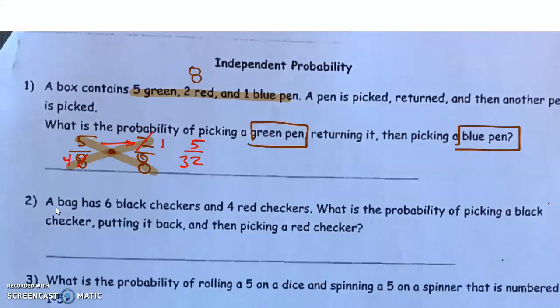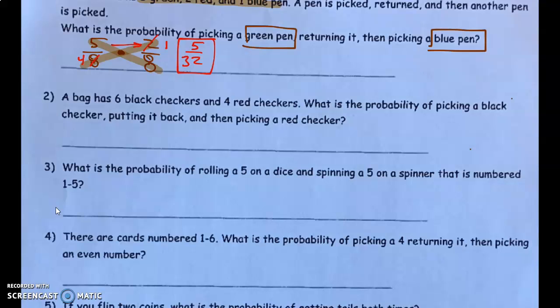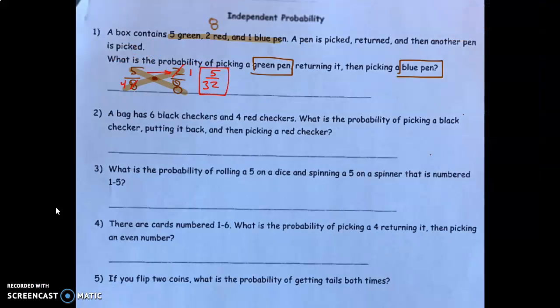32. Can that be simplified? 5 is a prime number, so the only numbers that it can be divisible by are 1 and 5. If we divide by 1, it's pointless, right? But we can't divide 32 by 5. So what is the probability of picking a green pen, then picking a blue pen? There's a 5 out of 32 chance. Not very good.